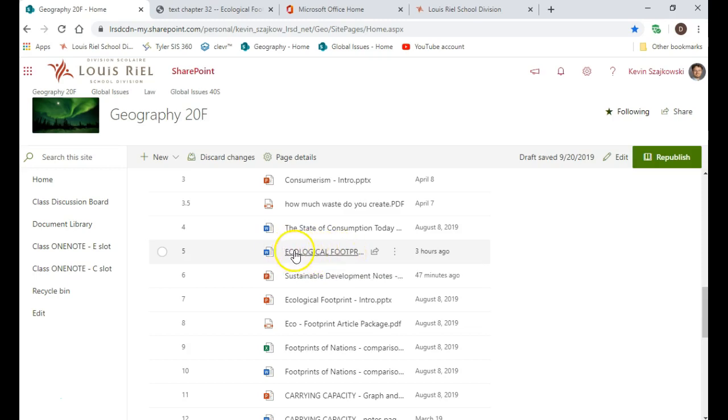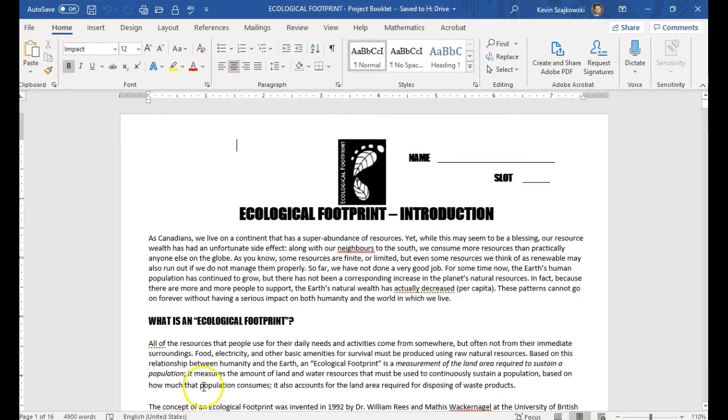And so the other thing that I'd asked you to do for homework today specifically was to take a look at this ecological footprint project booklet. And so there it is. It's item number 5 on the list. This is right below the State of Consumption Today article, which you should now have read and answered a few questions on.